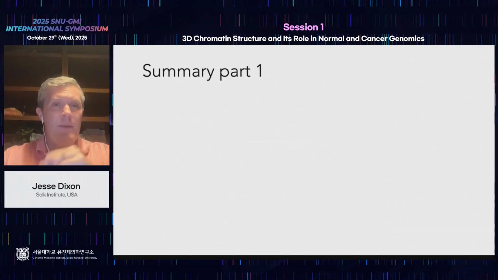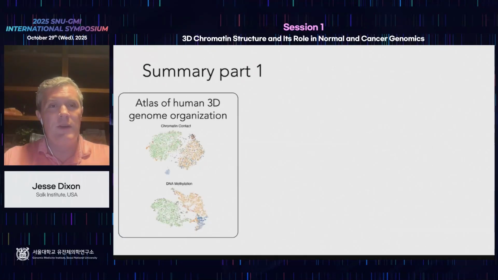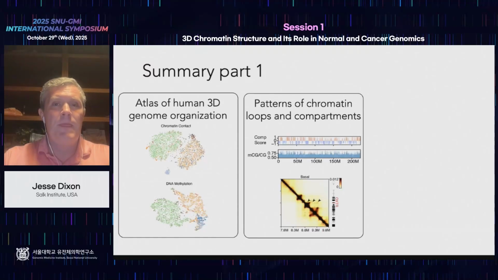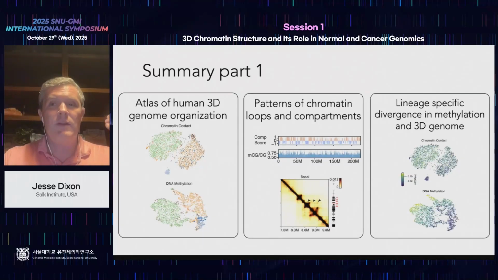So this was the first part of my talk, and I'm just going to summarize here. We've been using these single cell tools that we've developed to build atlases of 3D genome organization and DNA methylation across human cells. We're interested in understanding the patterns of chromatin loops and chromatin compartments and how this relates to underlying differences in DNA methylation. And lastly, there are really interesting cases where you can see divergence between DNA methylation and genome organization, which suggests ways in which we can use this to learn different biology of the systems. This work is all in bioRxiv.